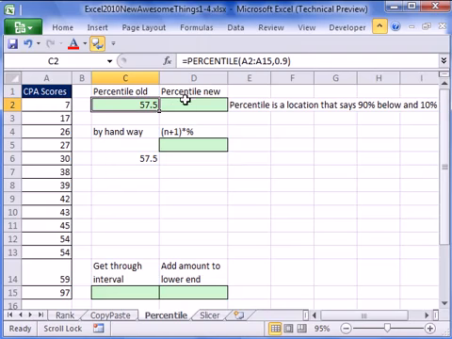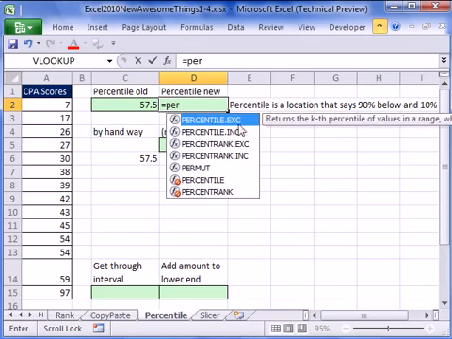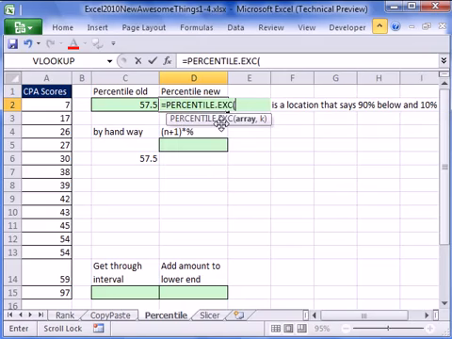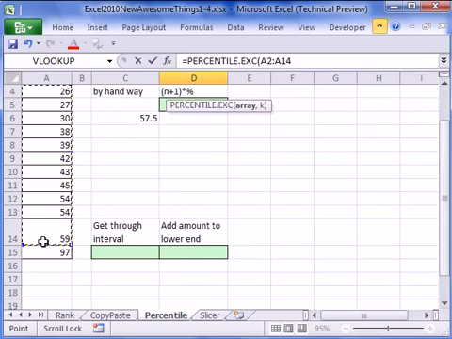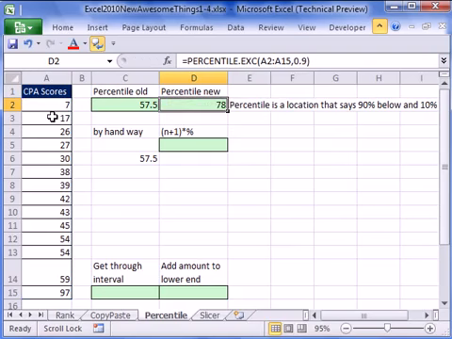Now, here's how you do it the new way. Equals percentile. And we have exclusive and inclusive, and we want exclusive. Same thing. And then comma 0.9, close parentheses. That makes sense. Now, what it does technically is it goes all the way to the 13.5 number, which is somewhere in between here, and it calculates the distance and gives you that number.